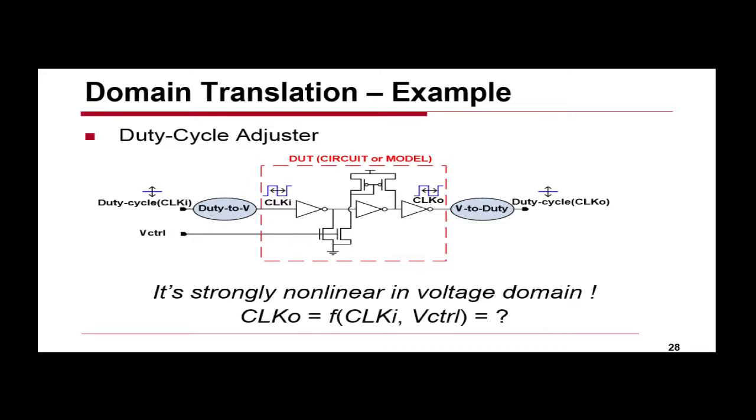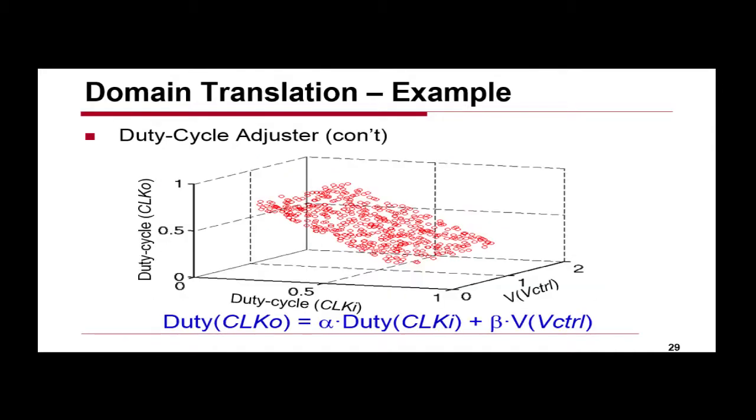A duty cycle corrector just takes a square wave in and a square wave out and changes the duty cycle of the square wave. If you look, it's highly nonlinear, but if you plot duty cycle versus control voltage, you get a very smooth plane. So it easily works in that space.